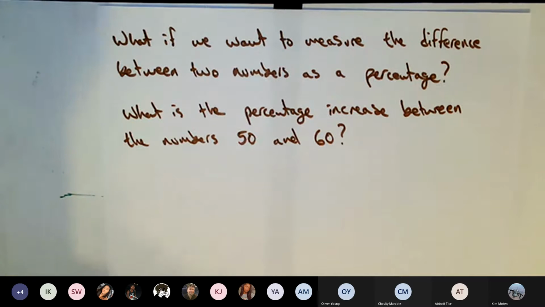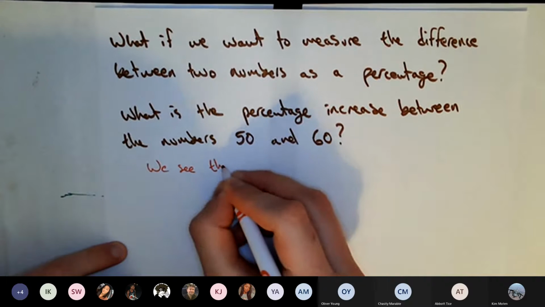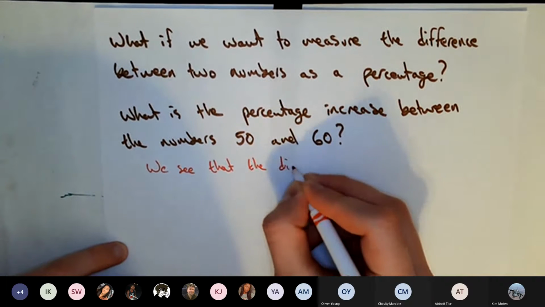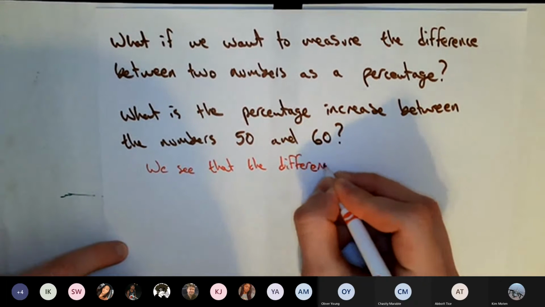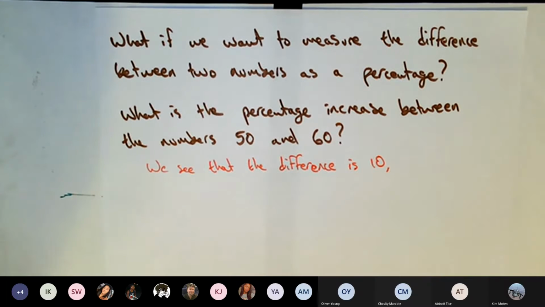So here, what would the percentage increase be between these two numbers? The first thing we need to consider is what is the difference between these two numbers, right? And in this case, it's easy, it's 10. That's the difference between these two numbers. So what we want to do is measure what increase that is out of the original number 50. So we see that the difference is 10.